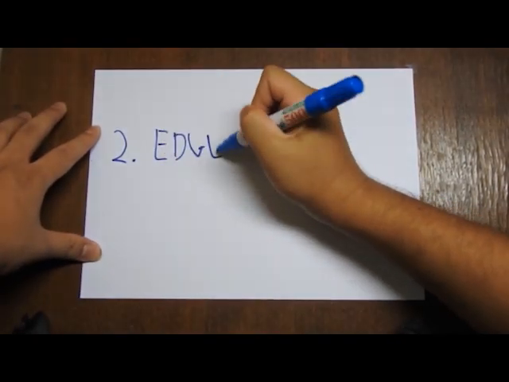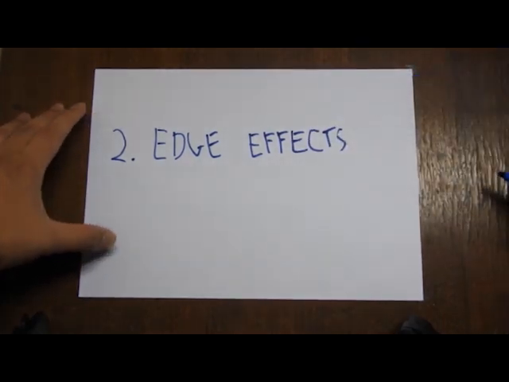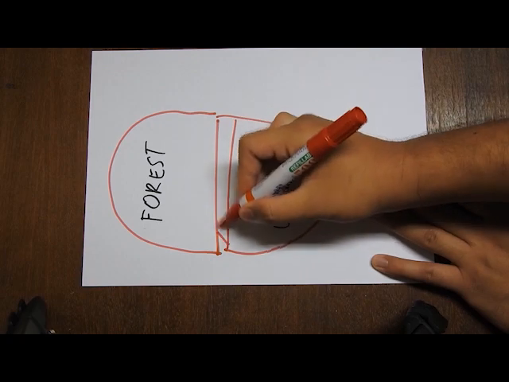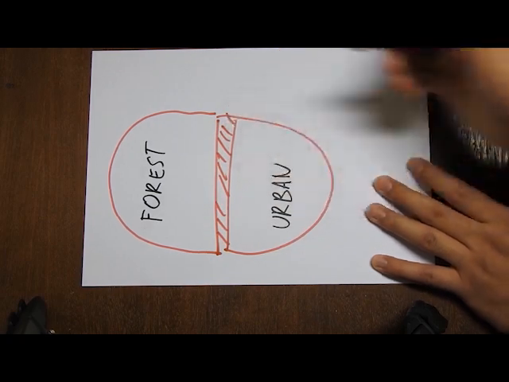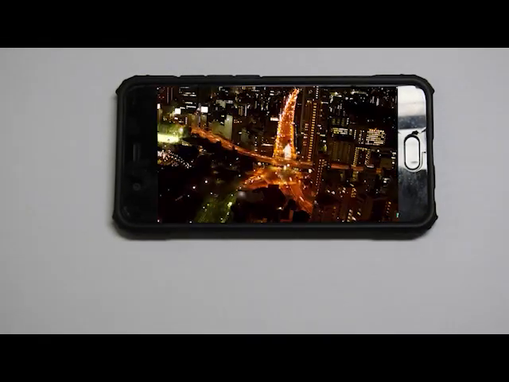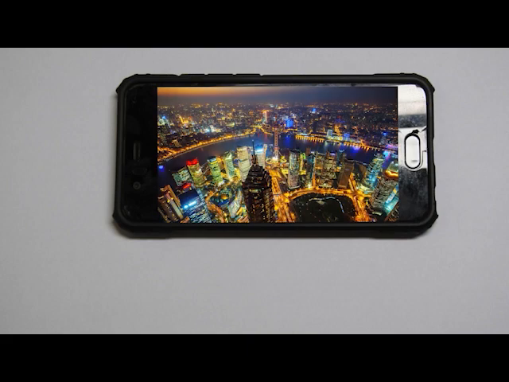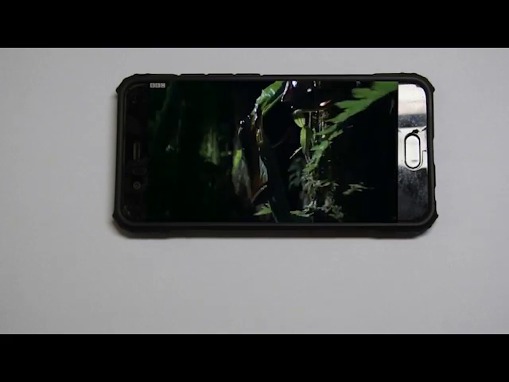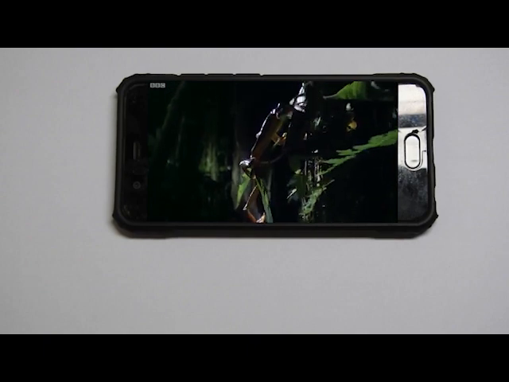The second effect is the edge effect. The edge effect is a result of the abrupt transition between two adjacent, significantly different ecosystems. This usually happens today due to deforestation or urbanization, and results in a sharp line between an open, barren or urban climate and a lush, cool and humid natural environment.